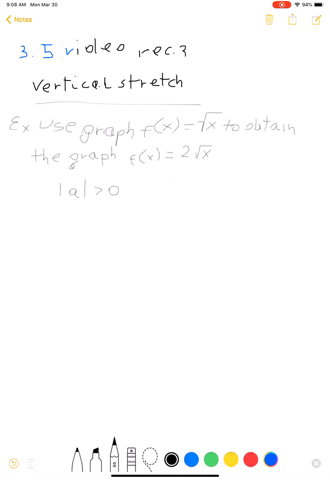Use the graph of f of x equals square root of x to obtain the graph of f of x equals 2 times square root of x. So I want to explain first the vertical stretch. The absolute value of a is greater than 0. A is the coefficient.